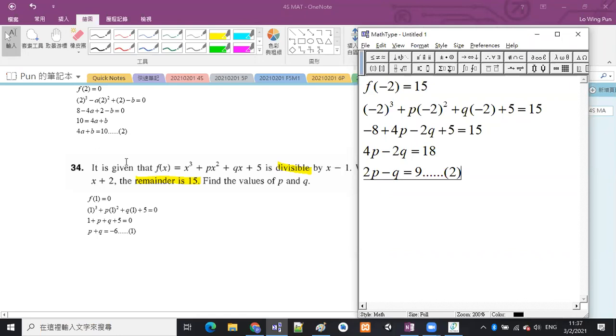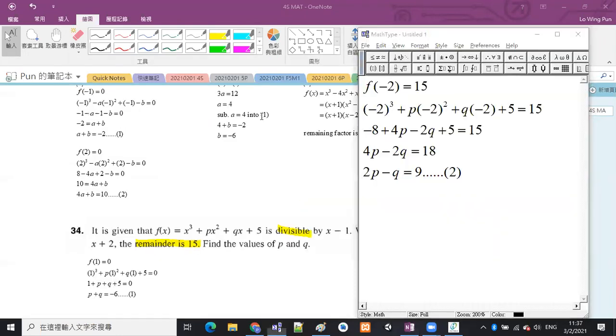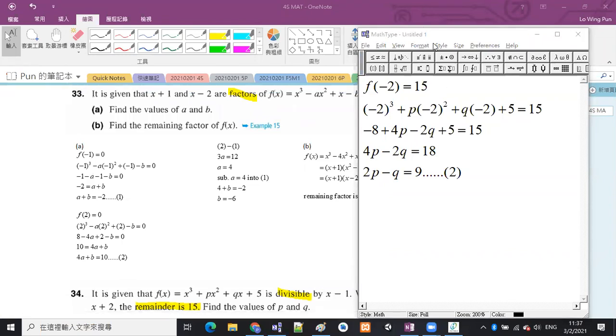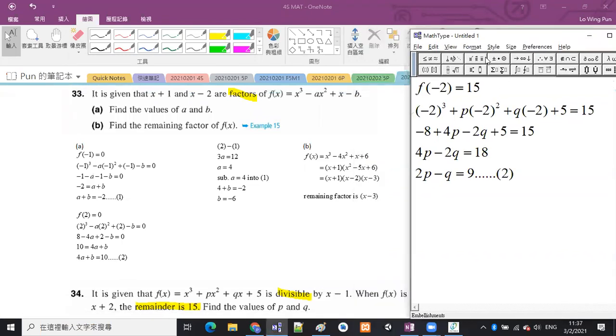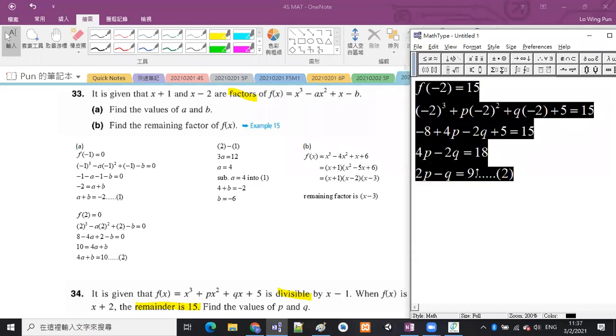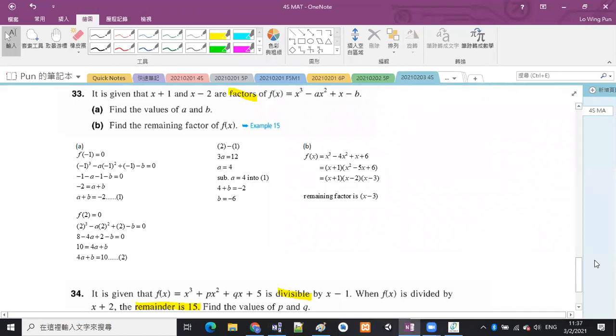Okay. A student asked me to go back to 33. Can you see this? Okay, so I continue first. So now we have got the second equation. Can you see 33? Okay.